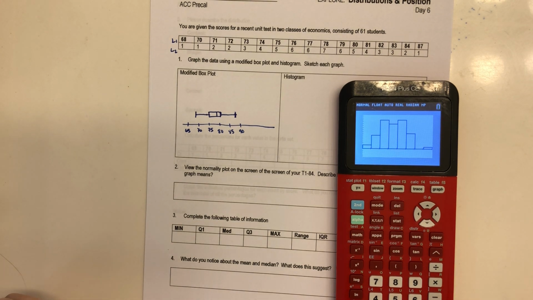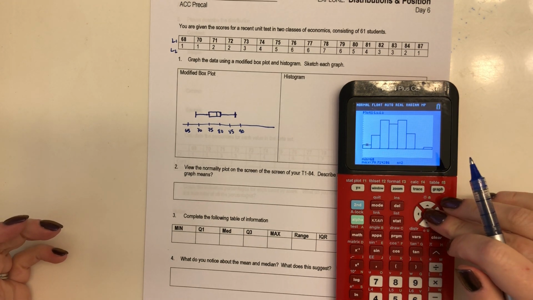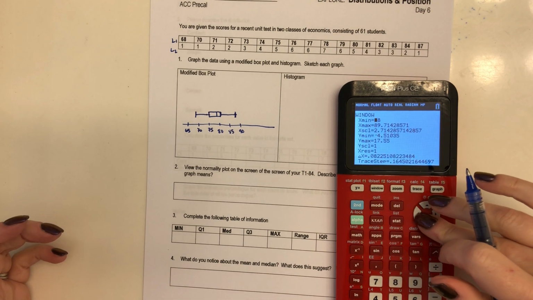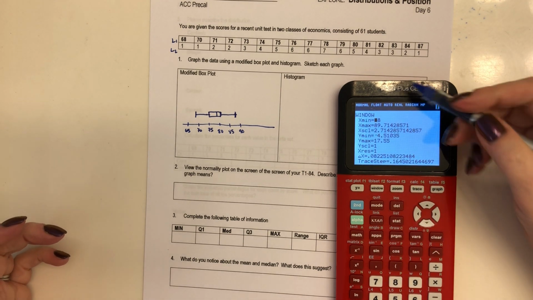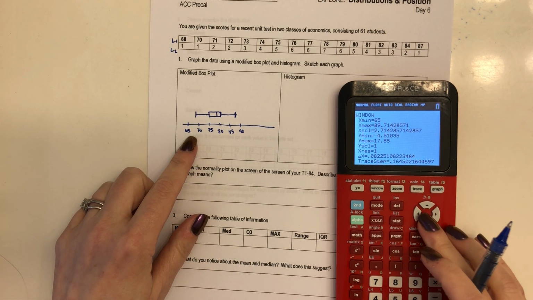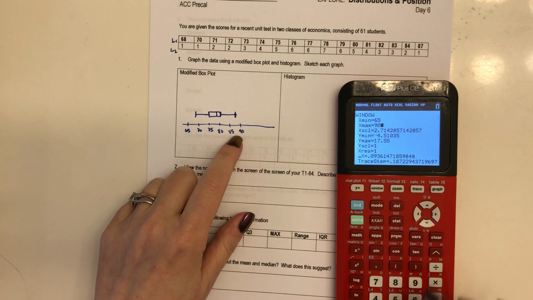Okay, so in order to make your histogram, there's a couple of different ways you can do it. You could leave it like this. If you notice when you hit trace, you've got some weird numbers down there. Or you can go to your window and you can change things. Now, I'm probably going to leave this so it matches with what I did for the other graph. So I went up to 90. So notice I'm making my numbers pretty.